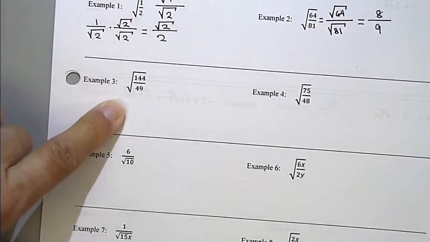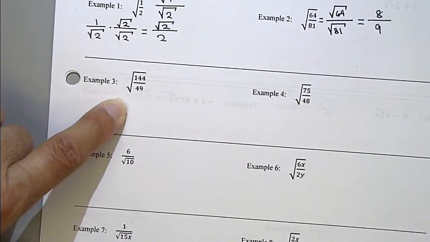Do the same thing to number 3. Find out what you can do to number 3. Split it into 2 radicals, and then see what happens.